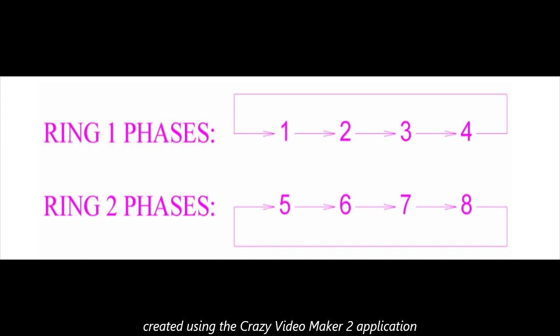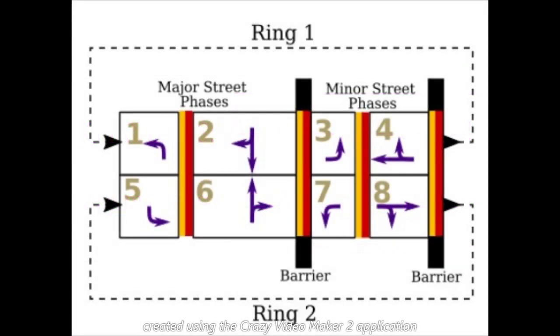Each ring identifies phases that may operate one after another, but never simultaneously. At any moment there may be only one phase active per ring. Dual ring operations allow concurrent, non-conflicting phases in separate rings to operate at the same time. In dual ring operation, a barrier is the point at which the phases in both rings must end simultaneously. Barriers typically separate major and minor street phases.